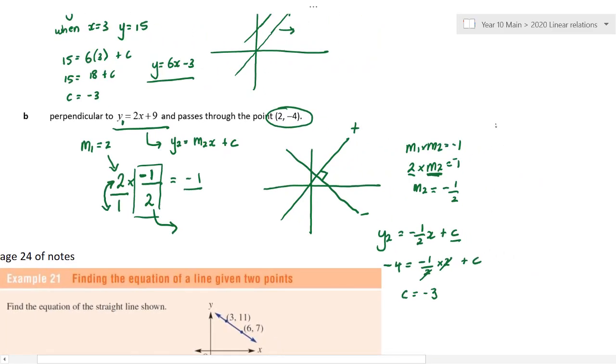So therefore, state what the equation is. We've found the gradient, which is -1/2. Don't forget the x. A lot of people forget the x. You would lose marks for that. And then, of course, our c, which is -3, and that's the answer.